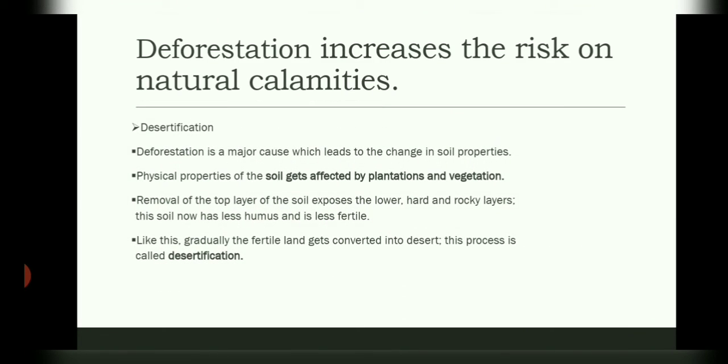Deforestation increases the risk of natural calamities. So next is desertification. Deforestation is a major cause which leads to the change in soil properties. Physical properties of soil get affected by plantation and vegetation. Removal of the top layer of the soil exposes the lower hard and rocky layers. This soil now has less humus and is less fertile. Like this, gradually the fertile land gets converted into a desert. This process is called desertification.